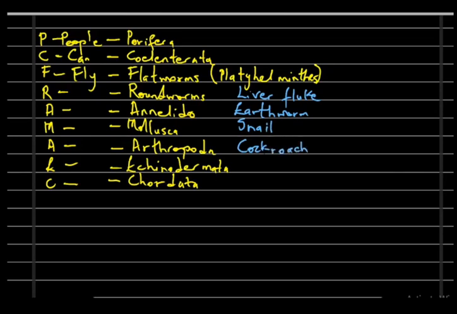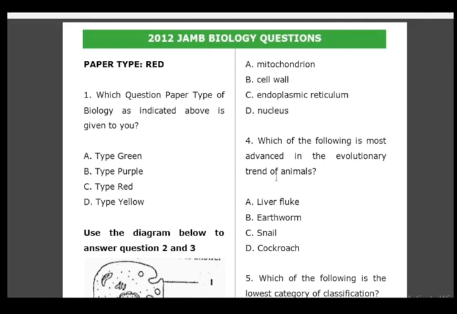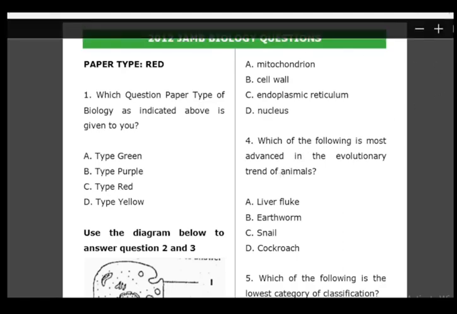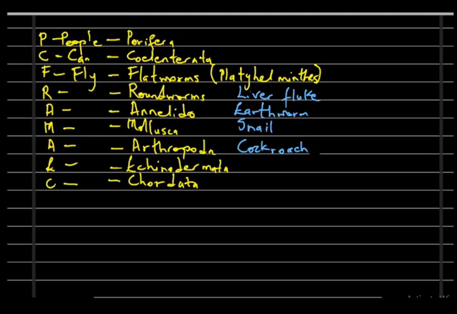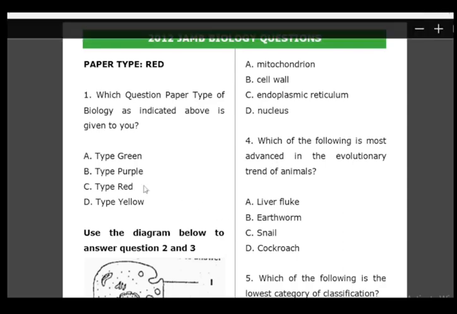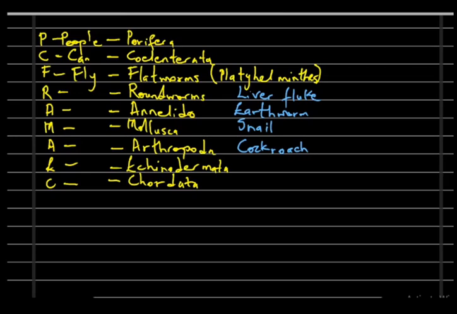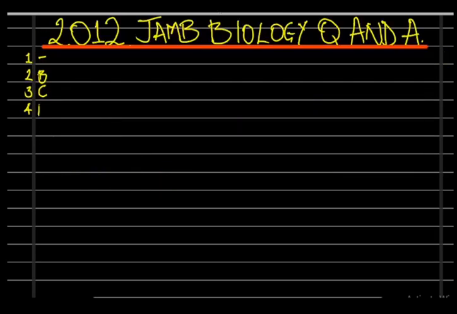So looking at it now, the question says the one that is most advanced in evolutionary trend in animals happens to be the one found at the base here, which is what? Cockroach. So option D for cockroach is our answer to that particular number 4 question. So let us put that down, option D. So let's go to number 5 now.